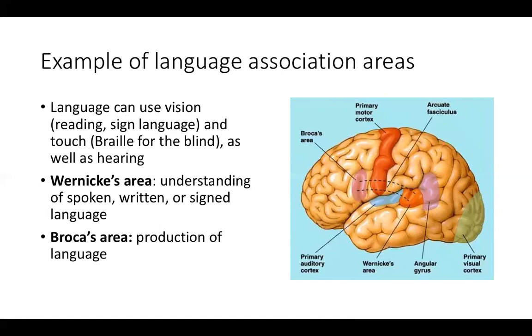Broca's area is the production of language, and that's where that is processed. As you can see in the image that I've shown here, it's close to the primary motor cortex, where the actual production of language gets executed.